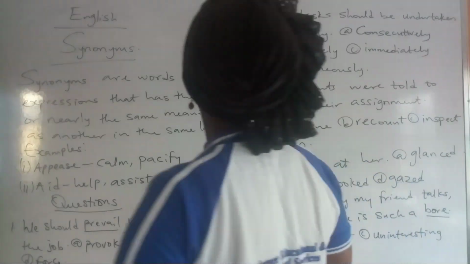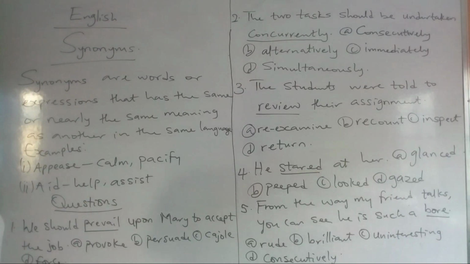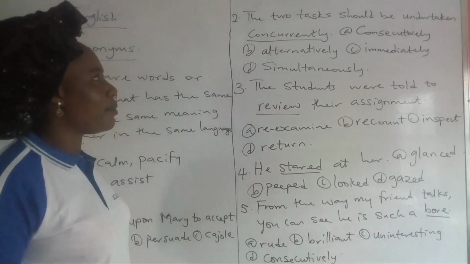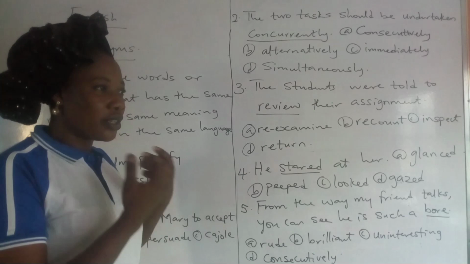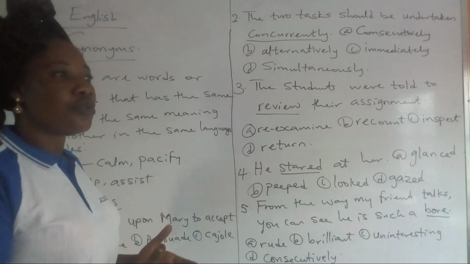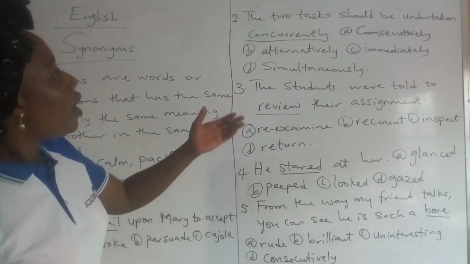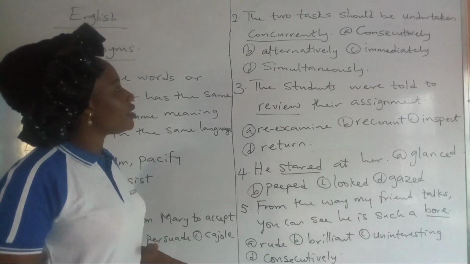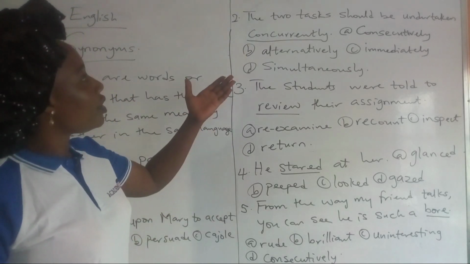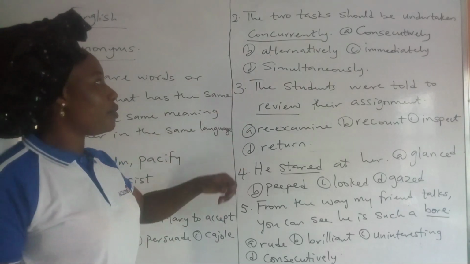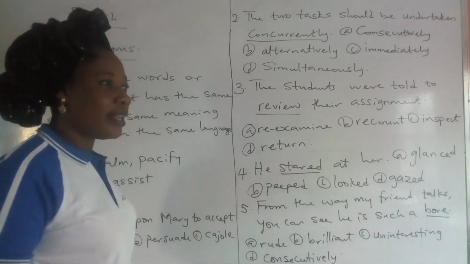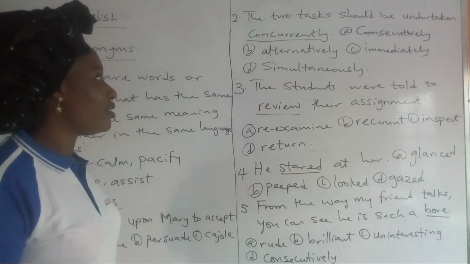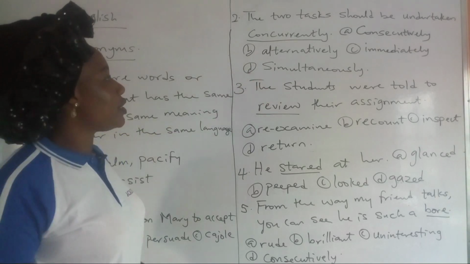The next question on my list is number 2, and the question reads, the 2 tasks should be undertaken concurrently. When a task is undertaken concurrently, what does that mean? Like I said earlier, think of the meaning. You must understand the meaning before you can think of words that can be used to replace or substitute it. So the options are A, consecutively, B, alternatively, C, immediately, and D, simultaneously. The best answer to that question will be simultaneously, which means one task together with another. Just like saying one step and then another, because if you try to take the 2 steps at the same time, one might likely fall down. So the answer to that, like I said, is simultaneously.